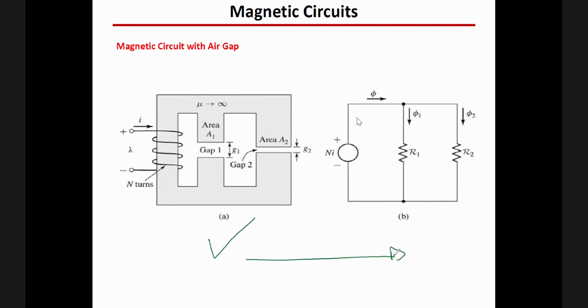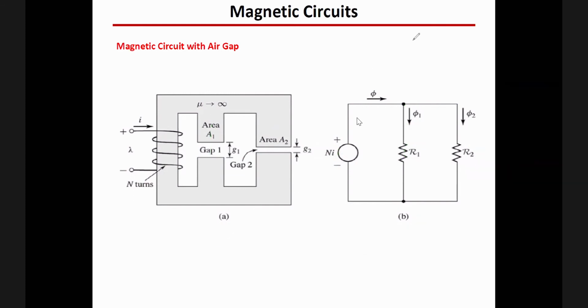So for example, if the question is find what is flux 1. If I ask you to find flux 1, well, you change it to the circuit, then find what? R1, find R2, find Ni, then that's it, right? Mathematically, flux 1 is equal to Ni divided by R1, which is like voltage divided by resistance.